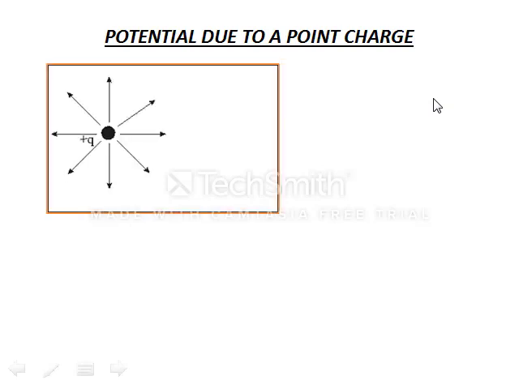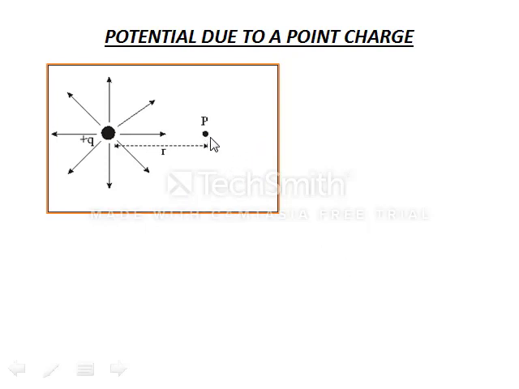Suppose a point charge is given to us. The field direction is known. We know that at any point which is at distance r, the field is kq by r square. Anyhow, the problem is to find potential due to this point charge. Let us consider a point P over here. This point P is at distance r from the point charge. We need to compute the potential at point P.